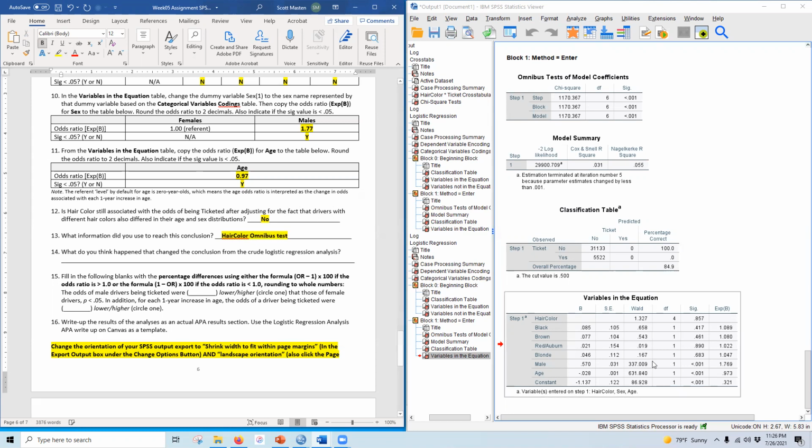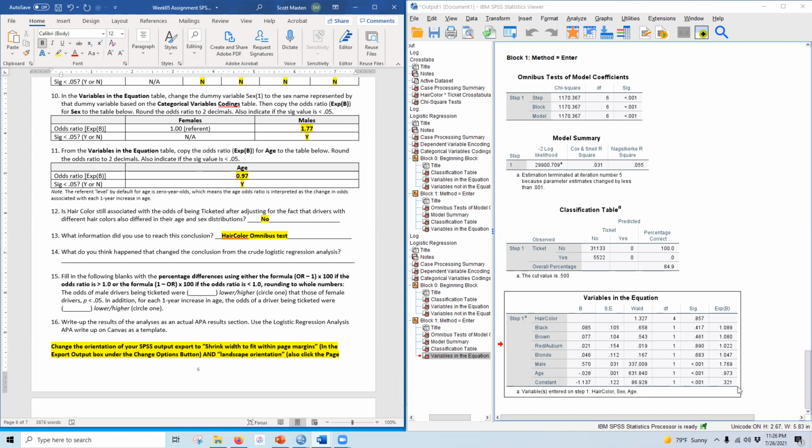So again, for those at home, this was the one that didn't have a little parentheses number after it. It doesn't have an EXPB. This is a test across all of the hair color dummy variables. Is hair color significantly associated with your odds of getting a ticket? SIG is greater than 0.05, so the answer is no.